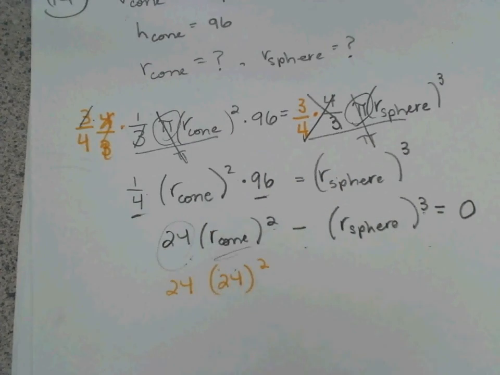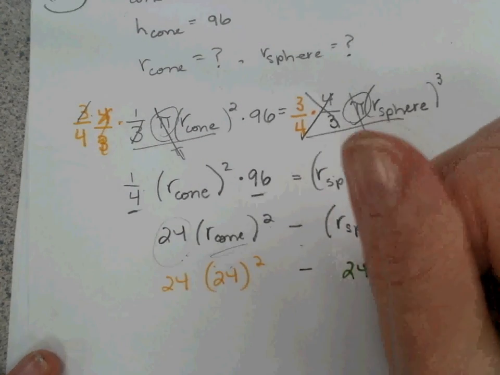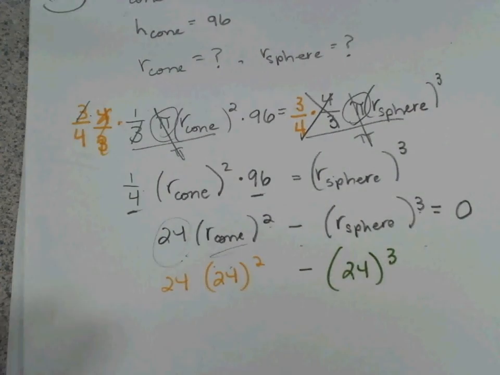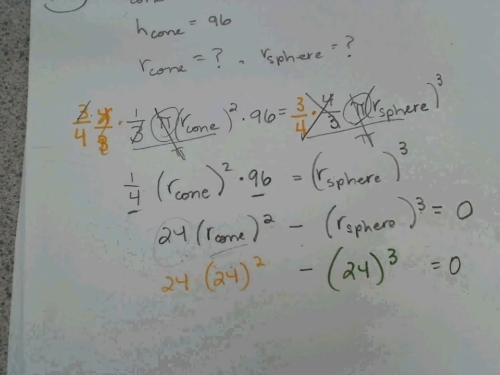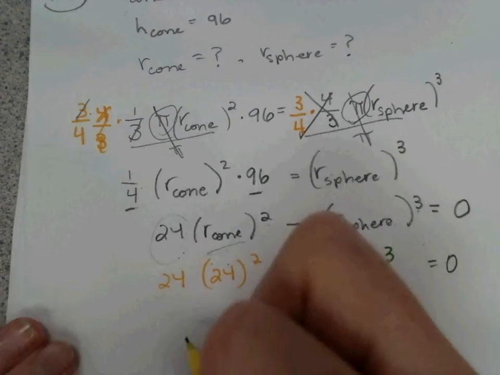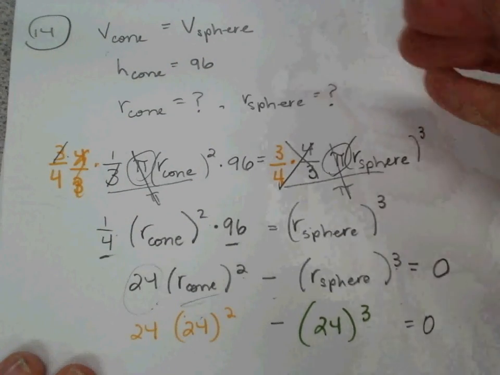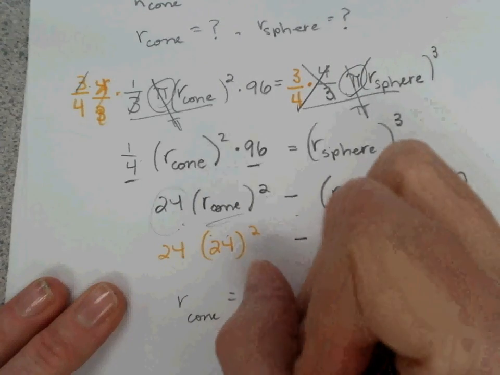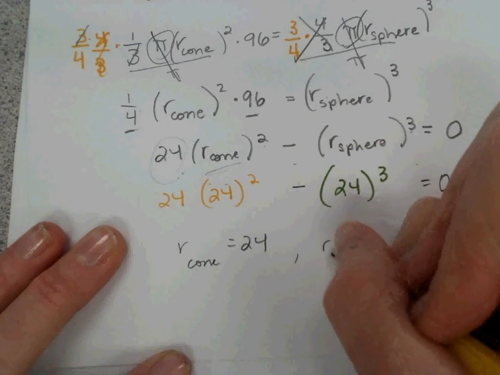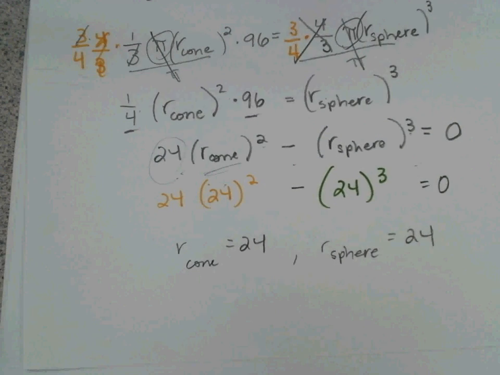And then we do that minus 24 cubed, we get 0. So if I went back and plugged everything in, I would find out that their volumes would then, back to the beginning, be equal. So I'm going to say the radius of the cone is 24 and the radius of the sphere is 24. There are multiple ways to do this problem. You could get different answers, but this is one of them.